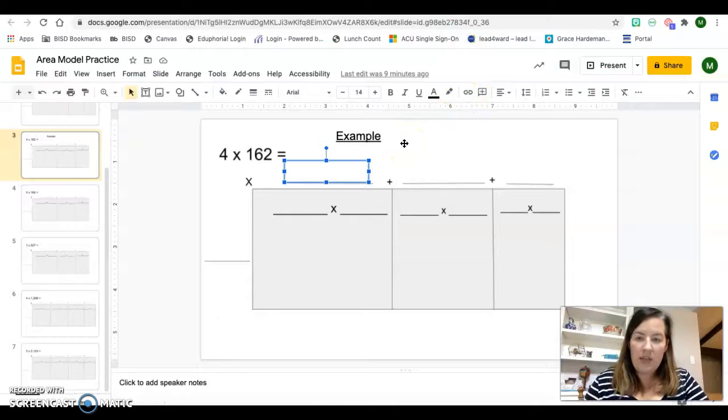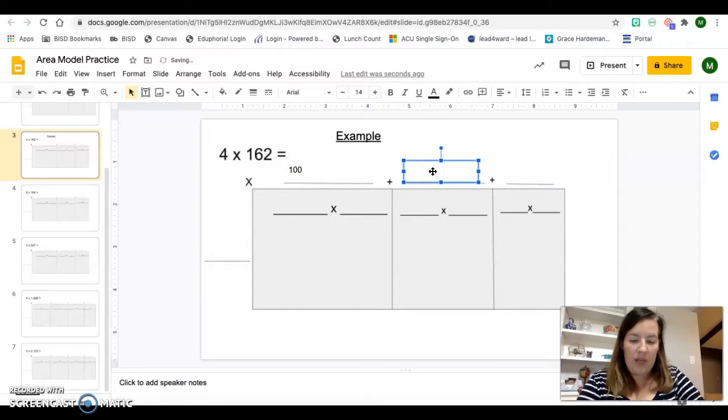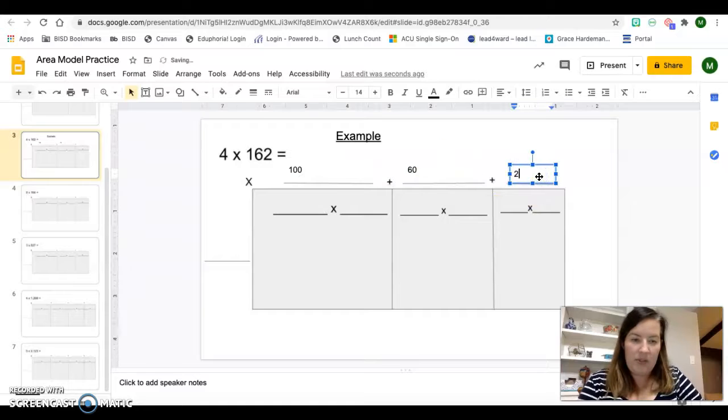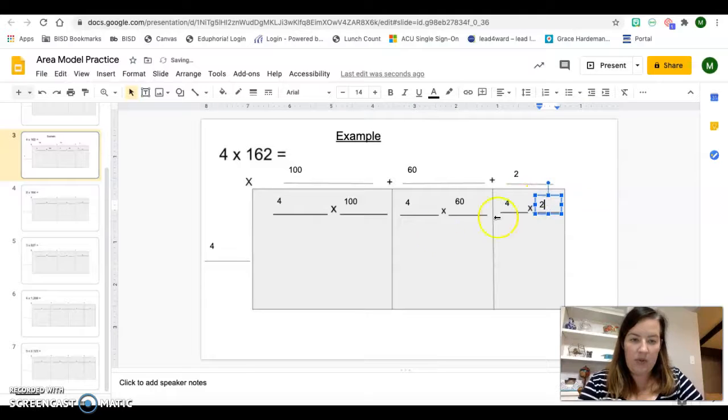So here you'll click on the link and it will pop up for the 4 problems. Here's the example one. So it's the problem we just did, which is 4 times 162. So we are going to plug in the numbers that we have from our notes. So this was 100 plus 60 plus 2. We're multiplying everything times 4. In the first box, what was the equation? It was 4 times 100. The second box was 4 times 60. The third box was 4 times 2.